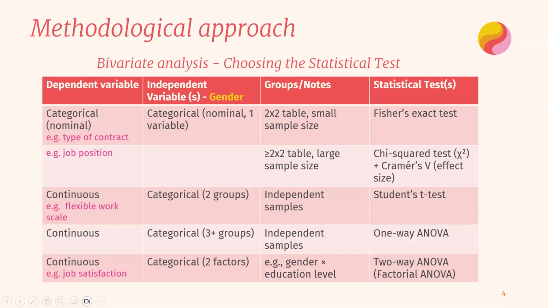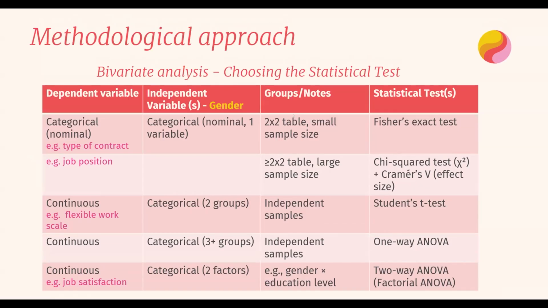So this table shows how to select the correct statistical test depending on the type of variable and the number of groups. Here you can see the dependent variable, and the independent variable depends on the research question. And this is the bivariate analysis.